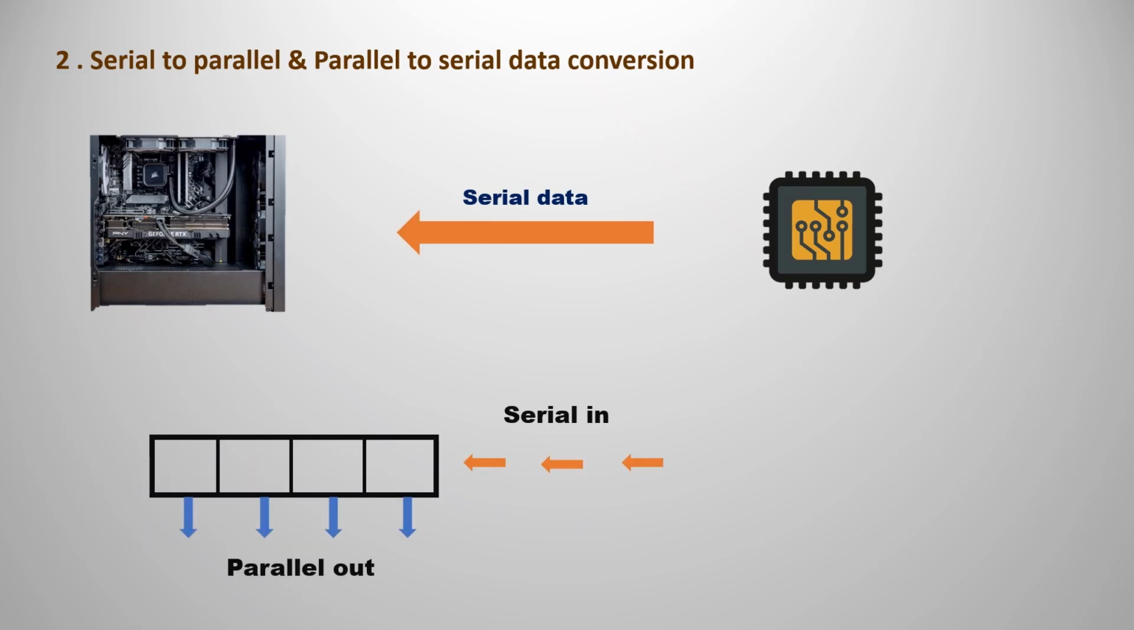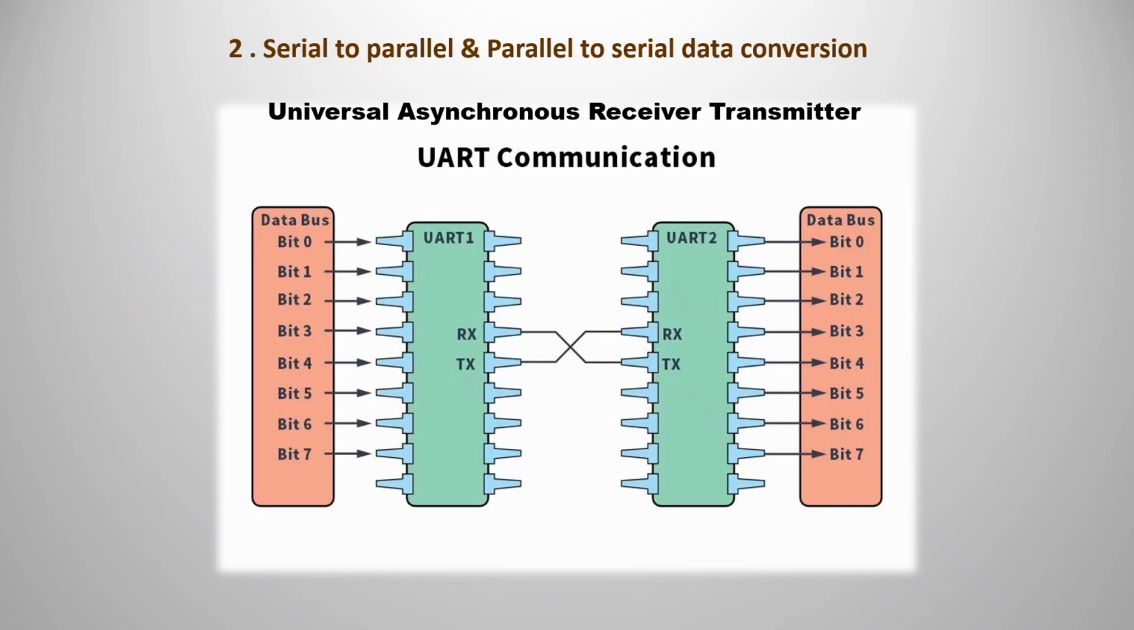Not only that, the vice versa is also possible. Suppose serial data is coming towards our computer, but our computers can access only parallel data. There we can have a 4-bit shift register that converts serial data to parallel data, so that our computers can use the parallel data efficiently and fast. Commonly in the market, the main thing used for serial to parallel and parallel to serial data conversion is UART communication. The full form of UART is Universal Asynchronous Receiver Transmitter.